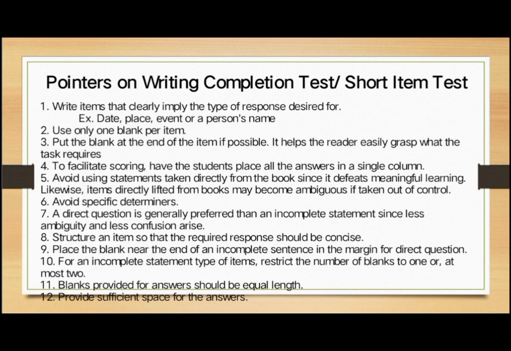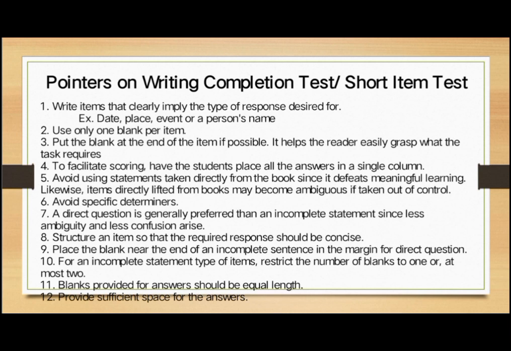So first, write items that clearly imply the type of response desired for. Example, date, place, event, or a person's name. Next, use only one blank per item. More than one blank can confuse the students. Next, put the blank at the end of the item if possible. It helps the reader easily grasp what the task requires.